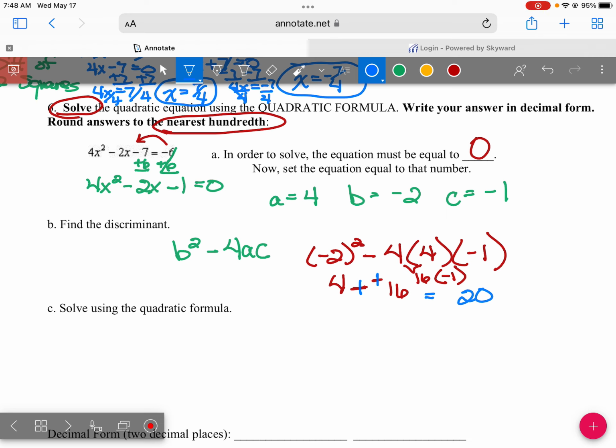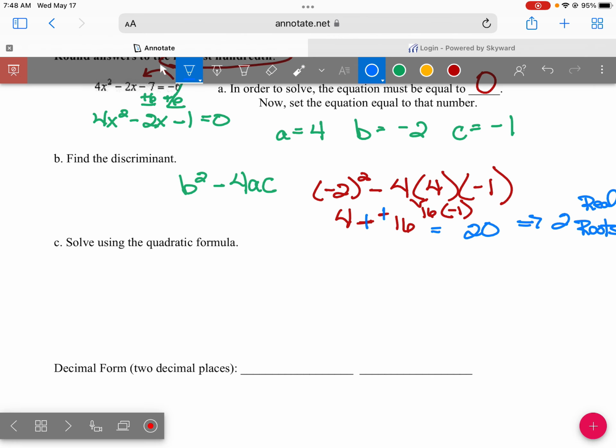So how many answers should I have? And how many real roots should I have? Since that is a positive value, I should have 2 real roots. It doesn't ask me that, but it's good to be reminded of that. Okay? 2 real roots. All right, this says solve using the quadratic formula.